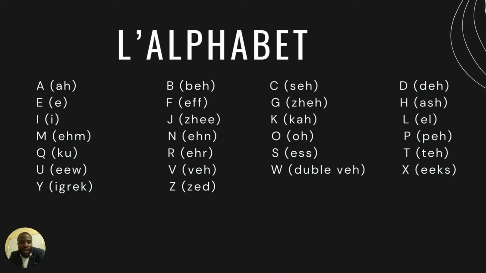So A, B, C, D, E, F, G, H, I, J, K, L, M, N, O, P, Q, R, S, T, U, V, W, X, Y, Z. So these are the 26 what? Characters. And how to correctly say them in French.